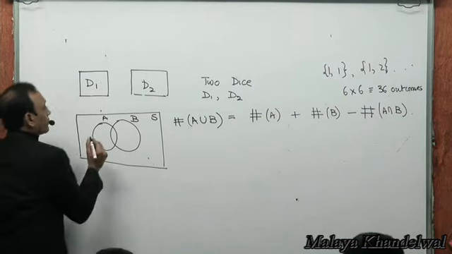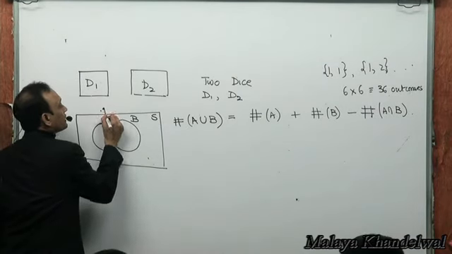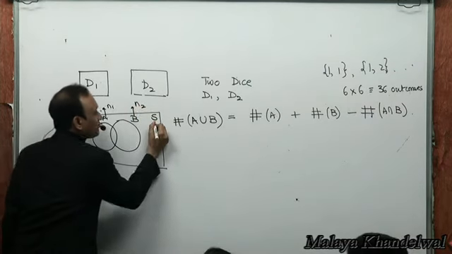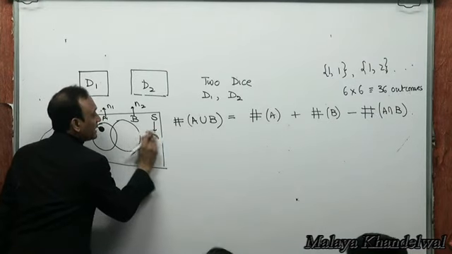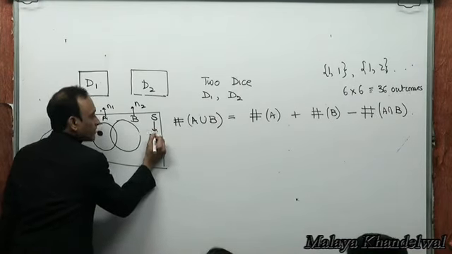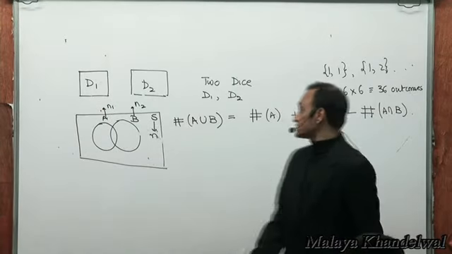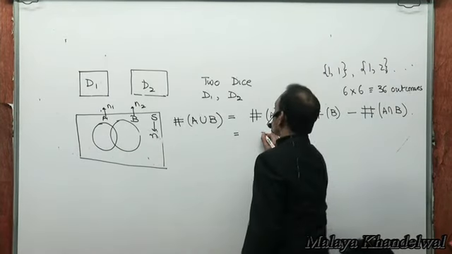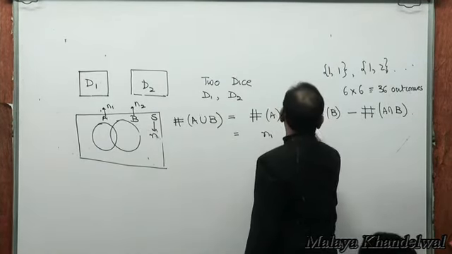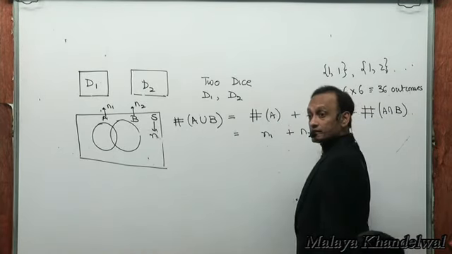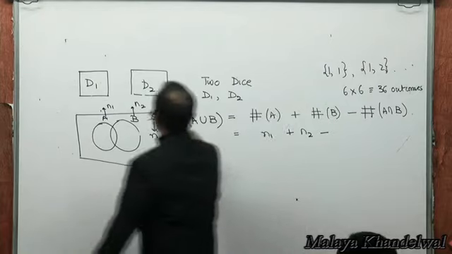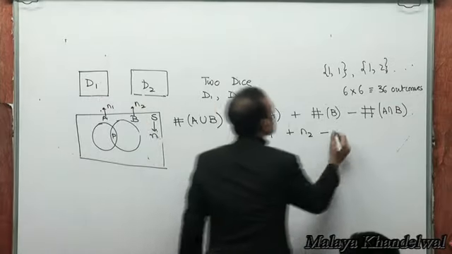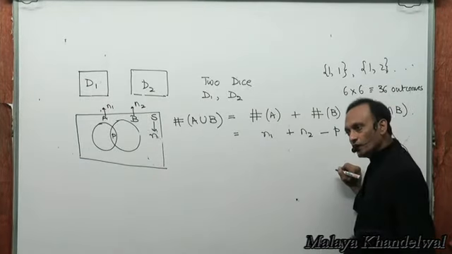Now, if A has n1 elements and if B has n2 elements and if S, the sample space, has n elements in it, then the number of elements in A or B is going to be n1 plus n2 minus, let's say, the number of elements in A intersection B. Let me call it P. Yes or no?